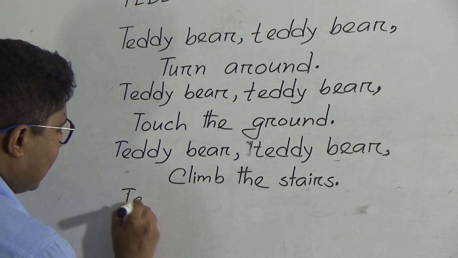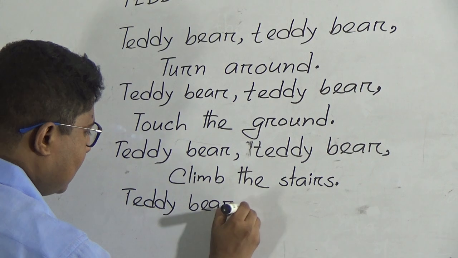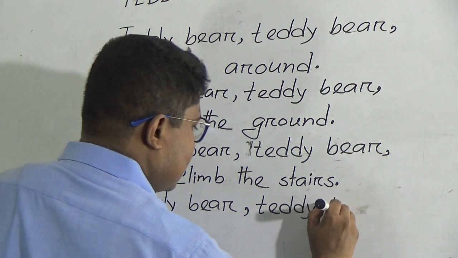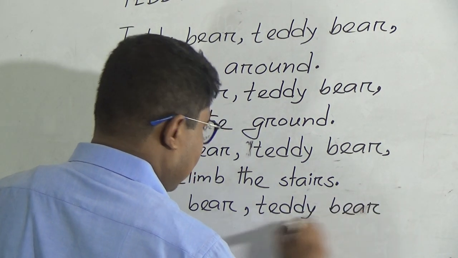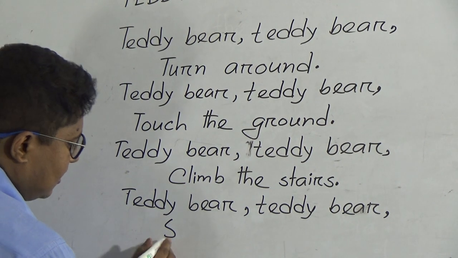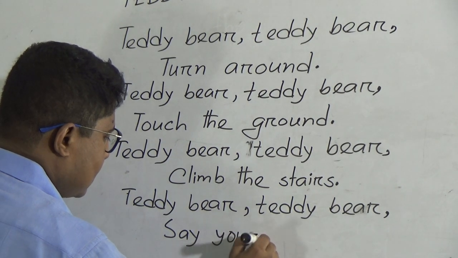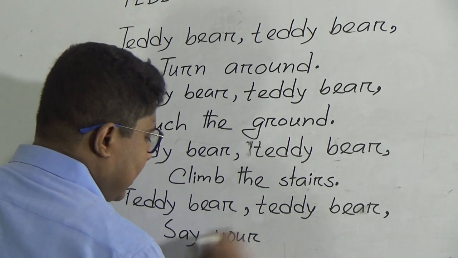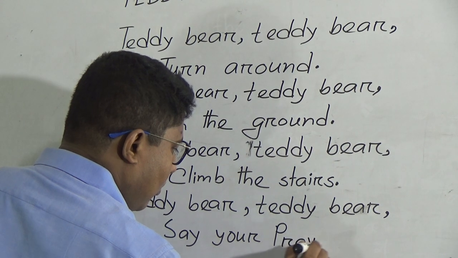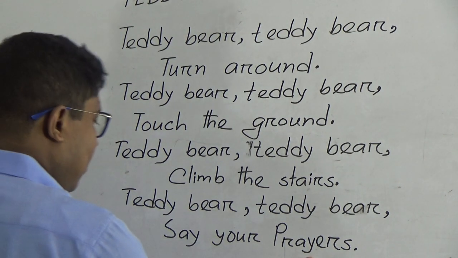Again, the repetition of this line. Teddy bear, T will be capital. Teddy bear, B-E-A-R. Teddy bear, comma. Again, teddy bear. We have to use a comma again. Teddy bear, say. S will be capital, the first letter of a sentence. S-A-Y, say, Y-O-U-R, say your prayers. P will be capital as given in the book. P-R-A-Y-E-R-S. So, teddy bear, say your prayers.